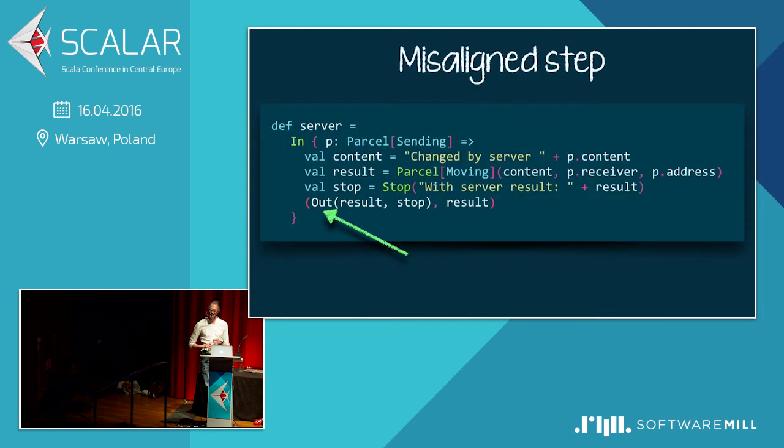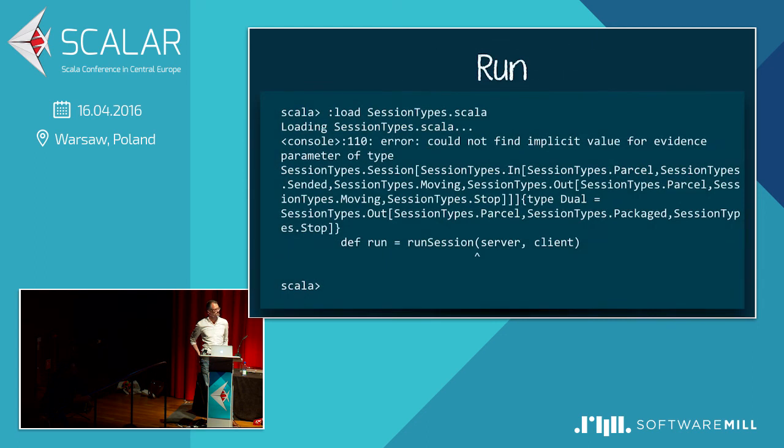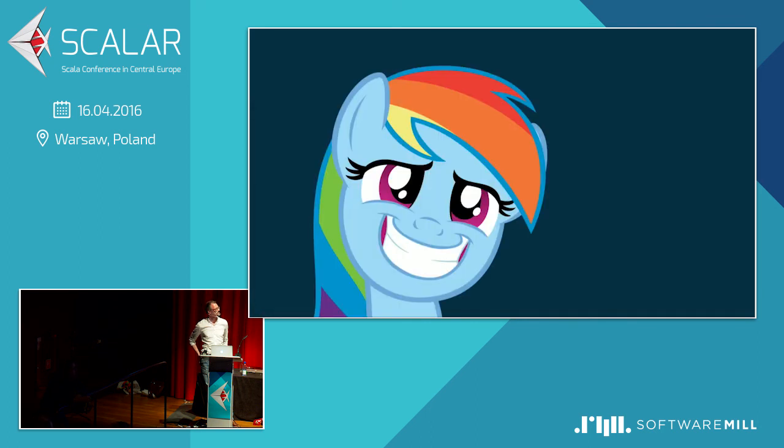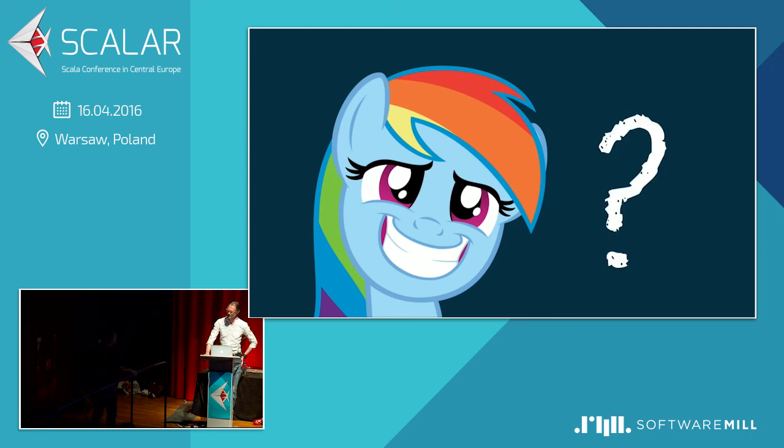In the same way, it will fail if we just add an additional step the client is not expecting. So the server, instead of just stopping at this point, tries to output something, and once again, the compiler says, yeah, it's not possible to find the dual of this communication in scope. So basically, we have everything at compile time. Everybody's happy, almost happy end. Do you want to take some questions? Almost happy end.